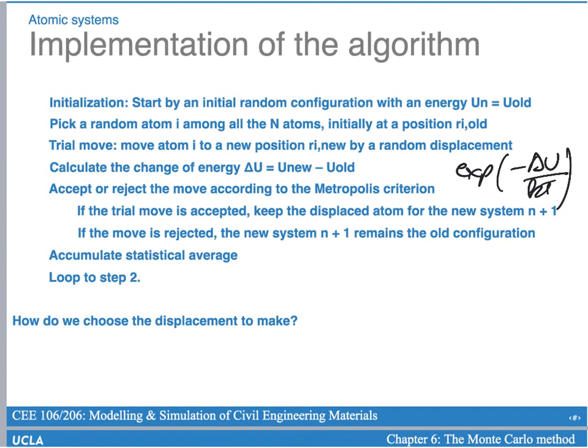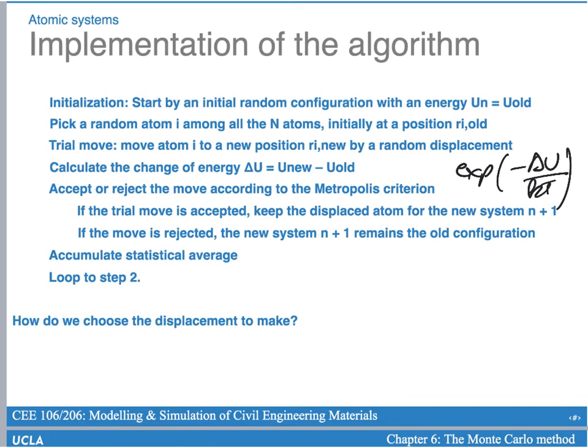If the move is accepted, then the new configuration with this newly displaced atom becomes the new reference that you will use for the next Metropolis Monte Carlo step. But if the move is rejected, you will go back to the initial configuration. So you will move the atom back to where it was at the previous step, and you will count this configuration two times and use this as a new reference and try to move another atom in another direction. And you will repeat this enough times to get enough statistical averaging and to sample as well as possible all the configurations that are accessible within the energy landscape for the given temperature that you want to take into account.